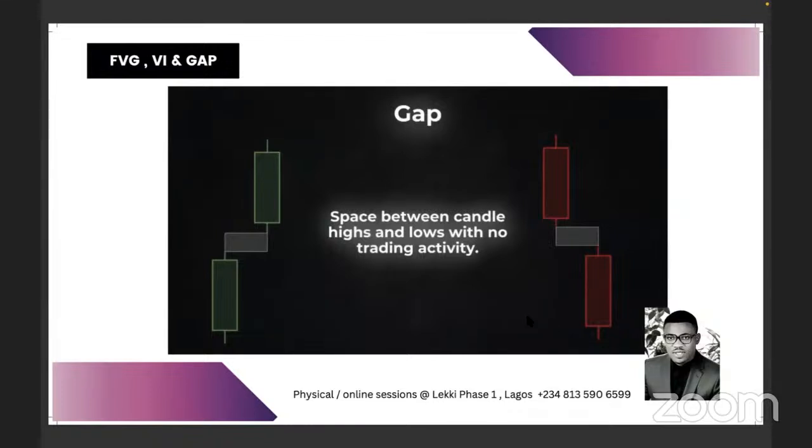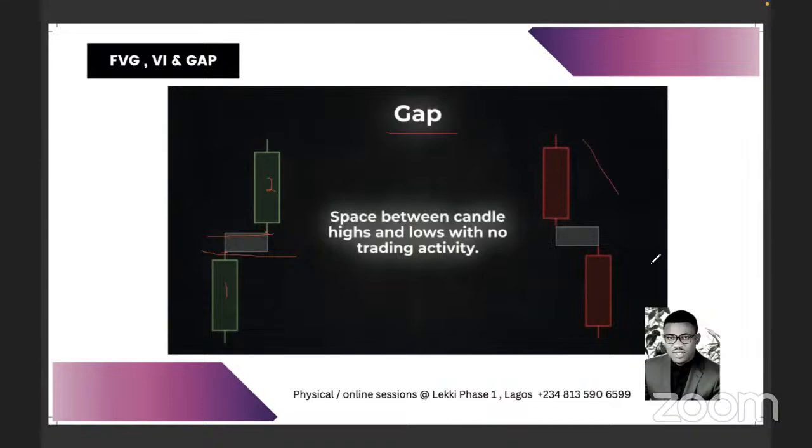A gap is a situation whereby the wick of this, of course, is a 2 candle formation. The wick of the first candle and the wick of candle 2 do not even overlap. There is purely a no trading zone in between the high of candle 1 and the low of candle 2. Nothing happened there. It's empty. So it is called a gap.